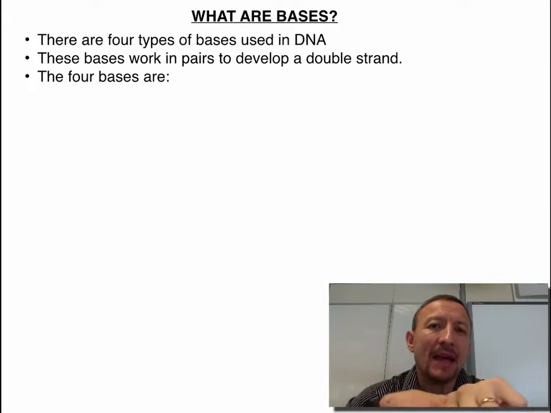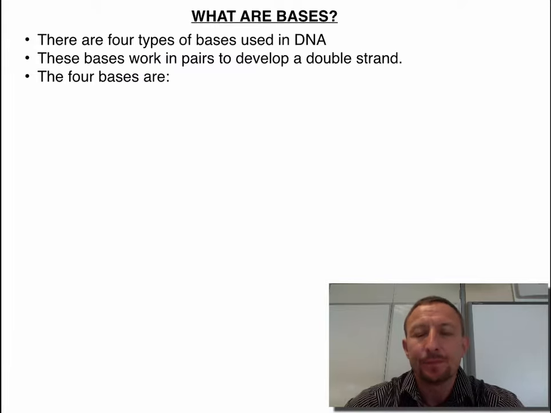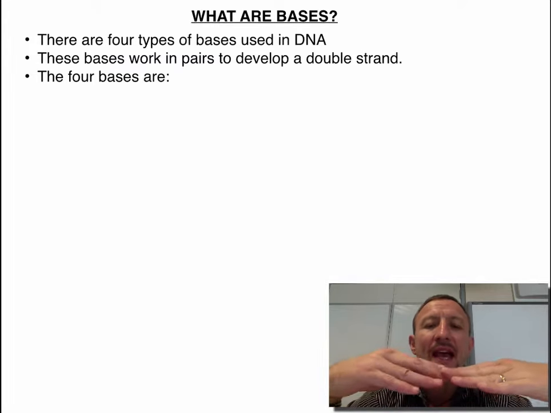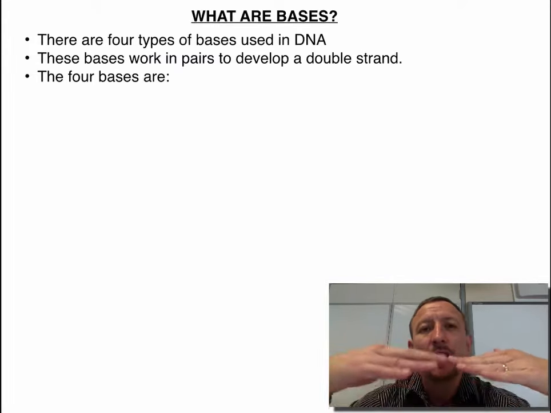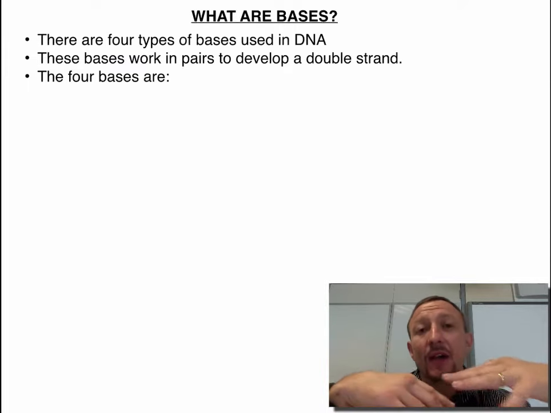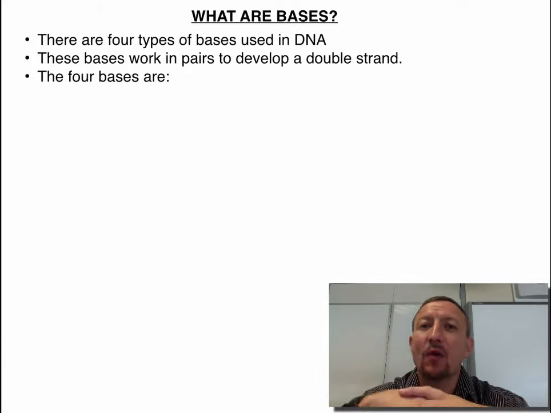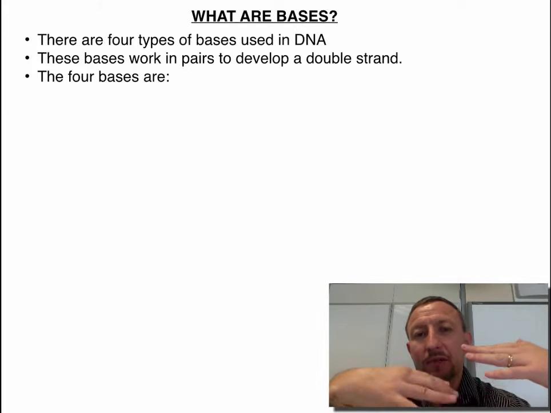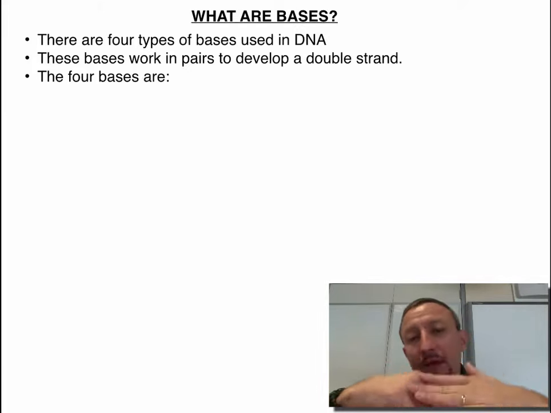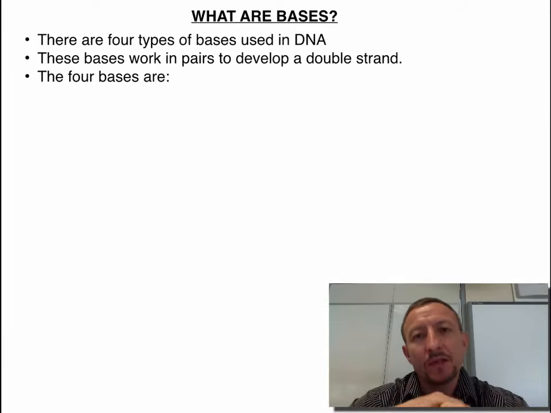If you remember back again to Activity 10, we noticed that on the rungs of the ladder we always had blue going to red and yellow going to green, or green to yellow and red to blue. It's always in that order. You never get things like blue to green or blue to yellow or red to yellow, etc. So what are these bases?